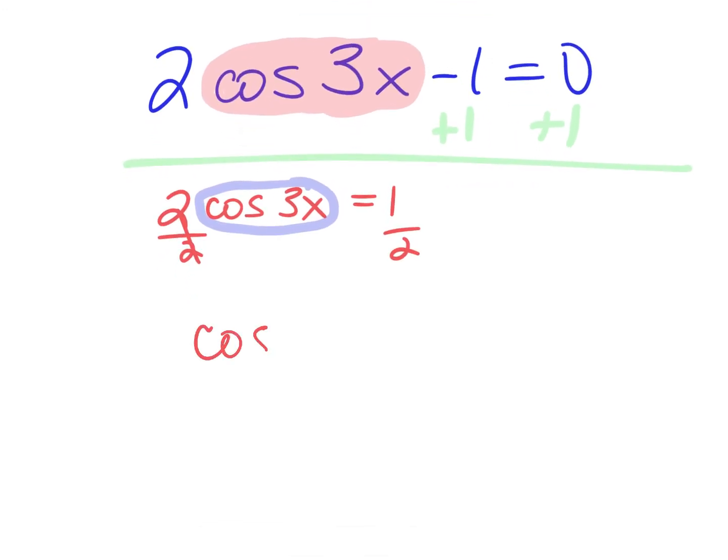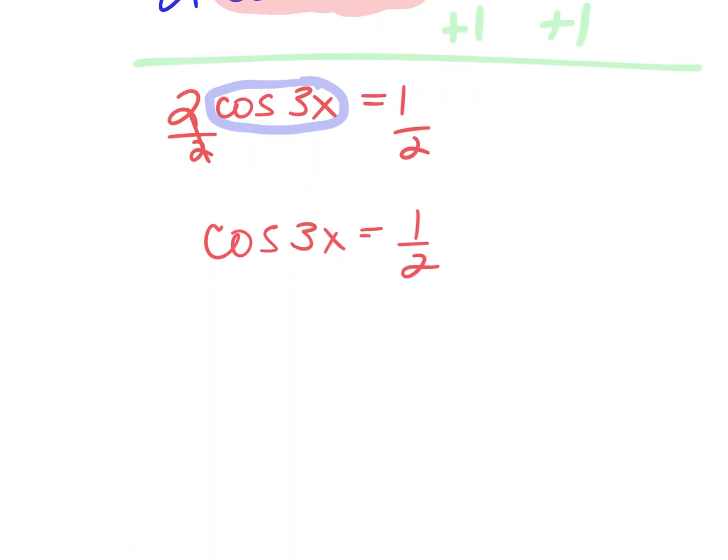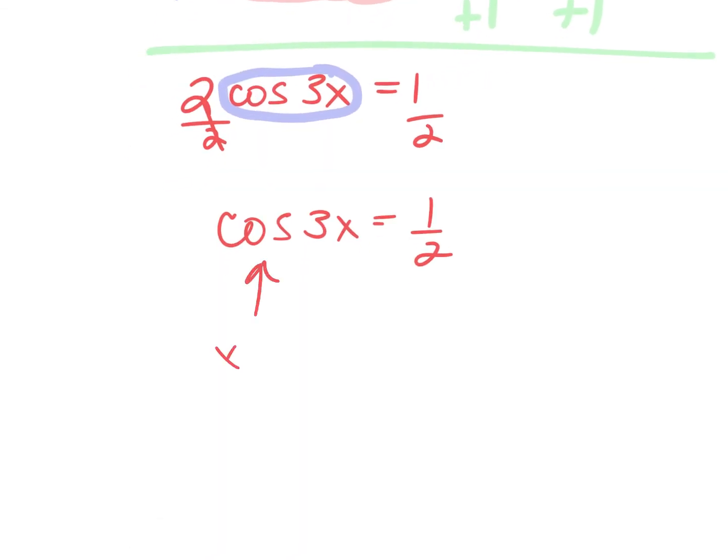So cosine 3x equals 1/2. I don't do anything with that 3x just yet. Remind yourself, guys, cosine is what values? All right, so we're looking for x values that are positive 1/2. So let's go over here and look.